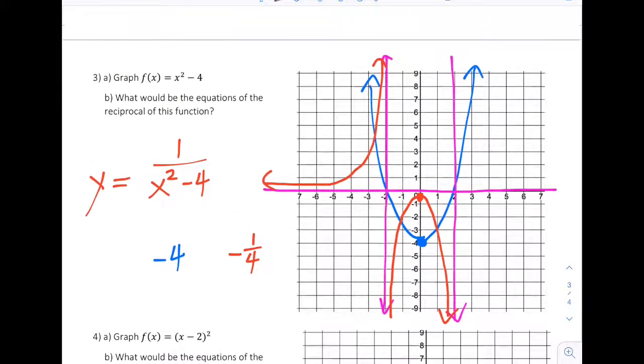And finally, we'll finish this graph and we'll come back to that one and we'll talk about it. The last one has to be up in the top right-hand corner because that's where the function is. So based on the horizontal and vertical asymptote, it's got to look something like this.